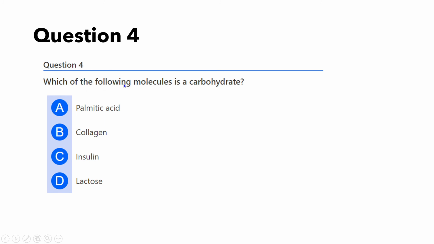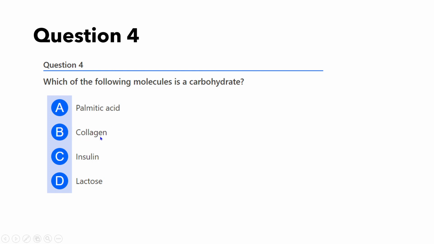So it's the answer to this question. Let's go through question 4. Which of the following molecules is a carbohydrate? Palmitic acid, collagen, insulin, and lactose. Let's go through these one by one. Typically, when you want to look for a carbohydrate, it ends in the suffix -ose: glucose, fructose, sucrose. We just need to find the choice that has one of those. D is that choice, and D is the answer, but I'll go through why A, B, and C are wrong.